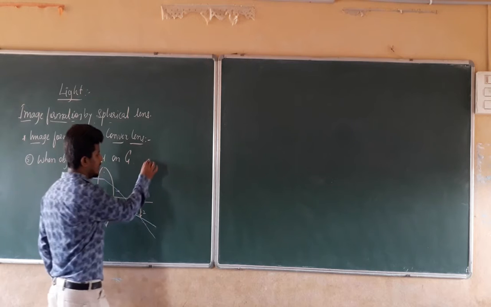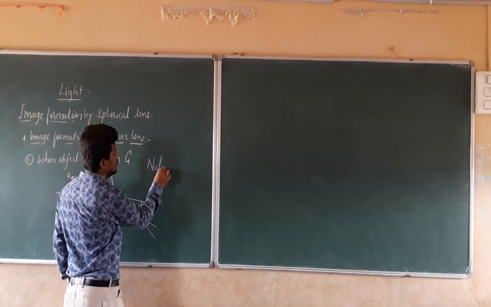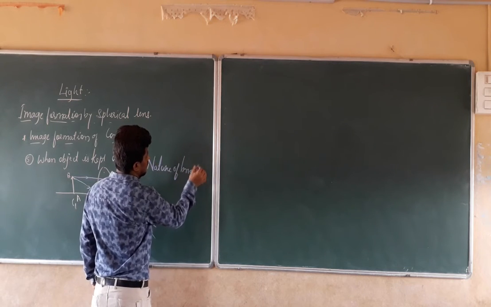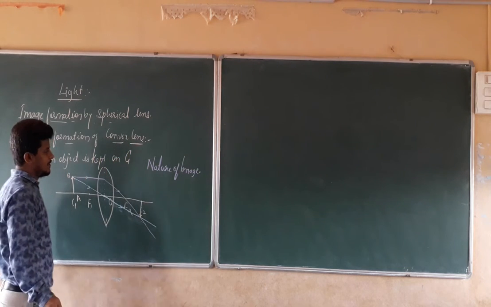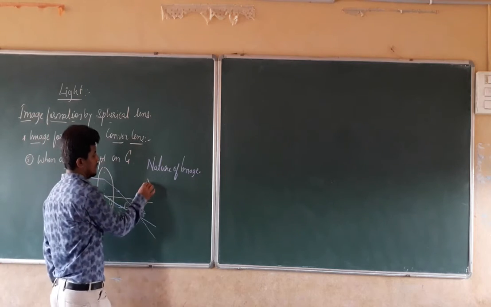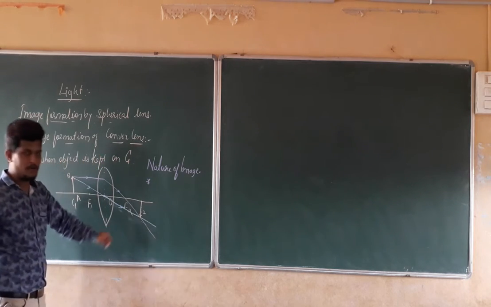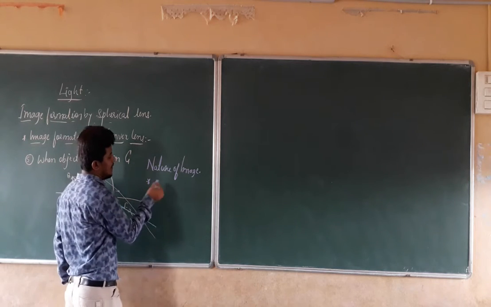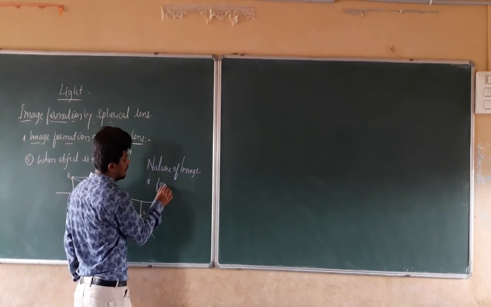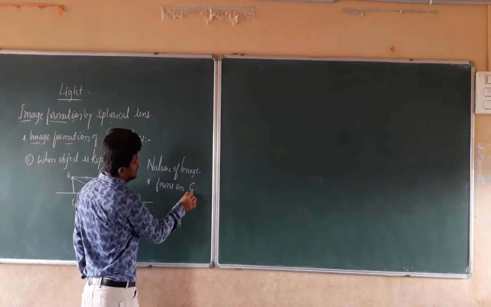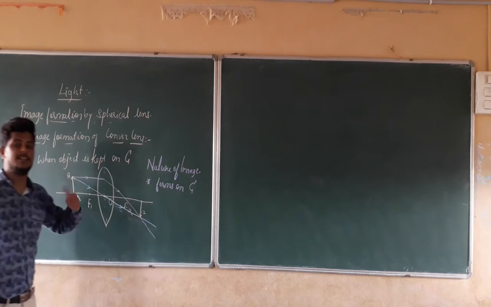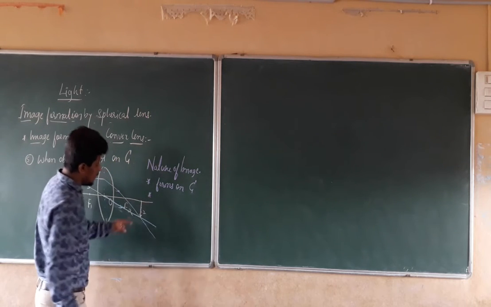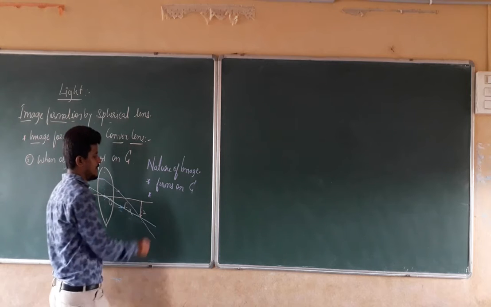Now we have to write the nature of the image. What is the nature of the image here? First thing, where is it forming? It is forming on the C only. Image forms on C, that is, the C on the other side of the lens. Second, how does it look? It is inverted. The image is inverted.